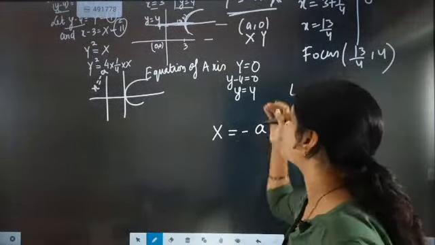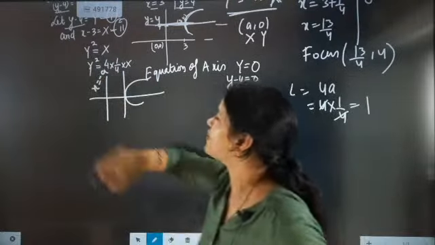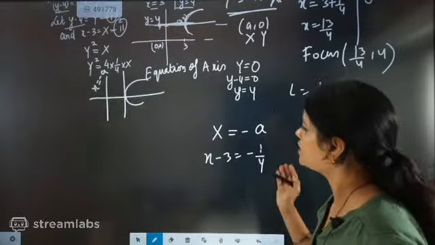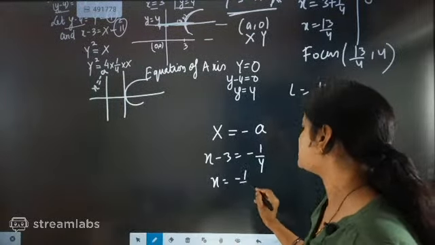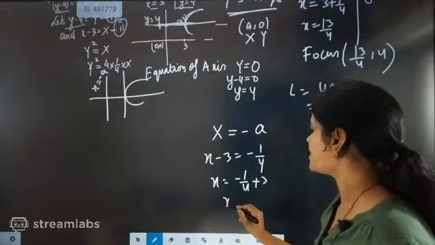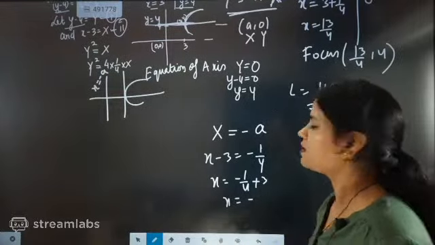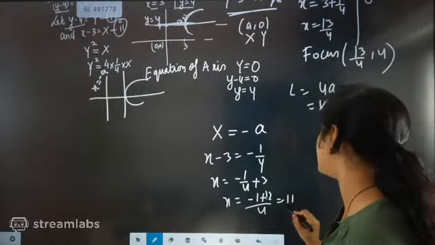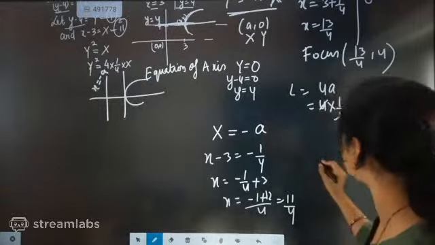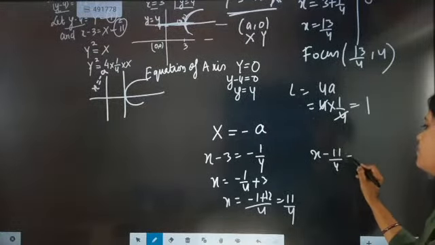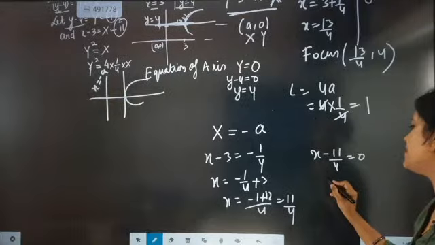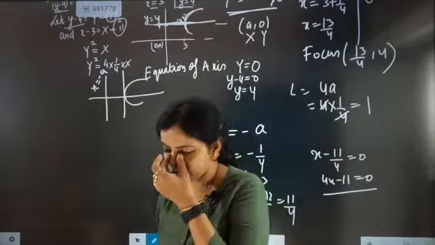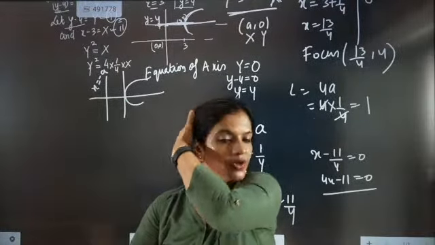So x equal to minus a, where x value is coming as x minus 3 and a is coming as 1 by 4. Shift this one to that side. So minus 1 by 4 plus 3, that is x will be equal to minus 1 plus 12 by 4, so it is coming as 11 by 4. So the equation of directrix will be x minus 11 by 4 equal to 0, or 4x minus 11 equal to 0. This will become the equation of the directrix.